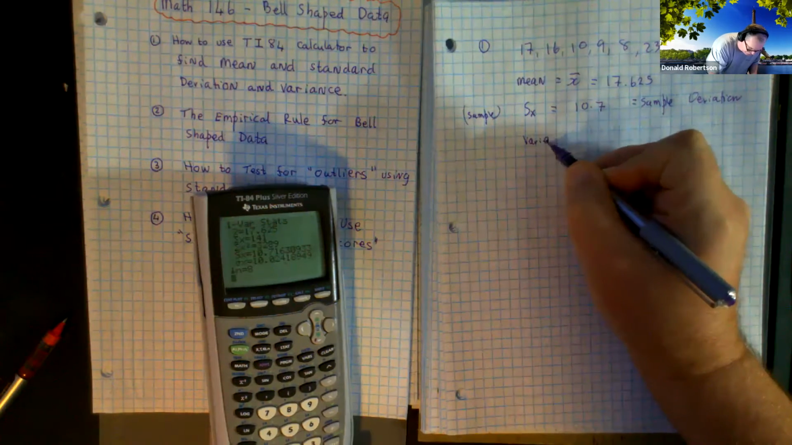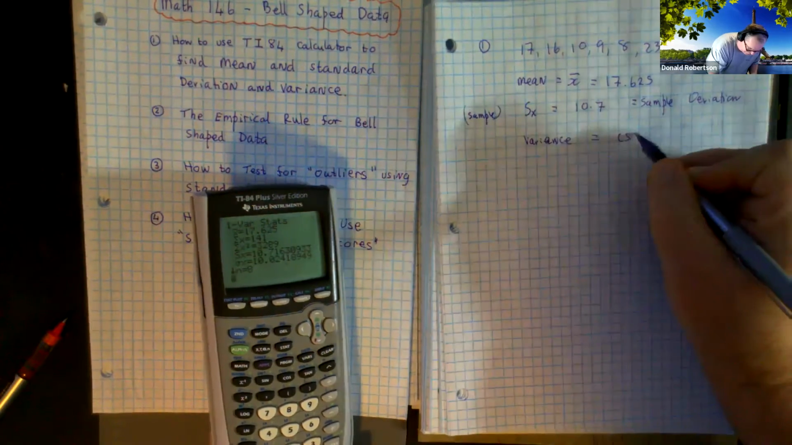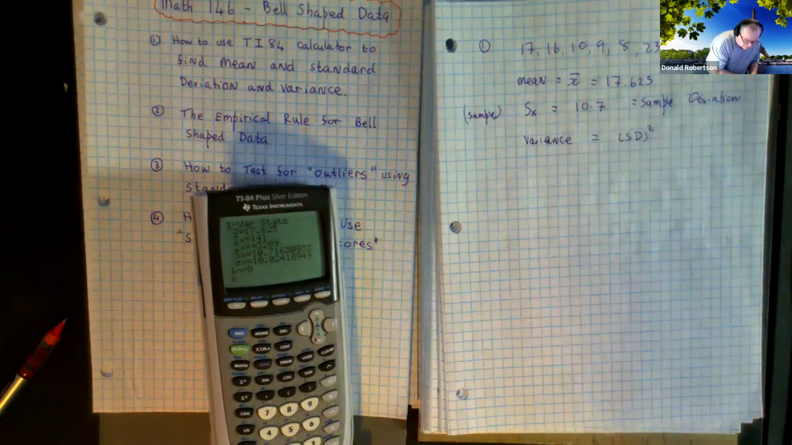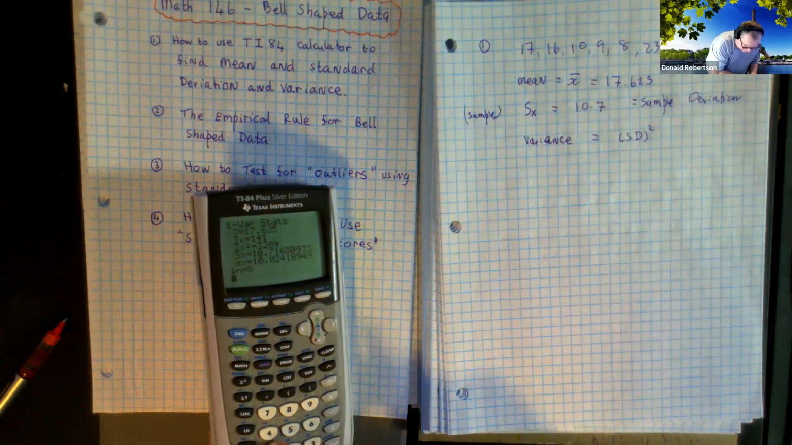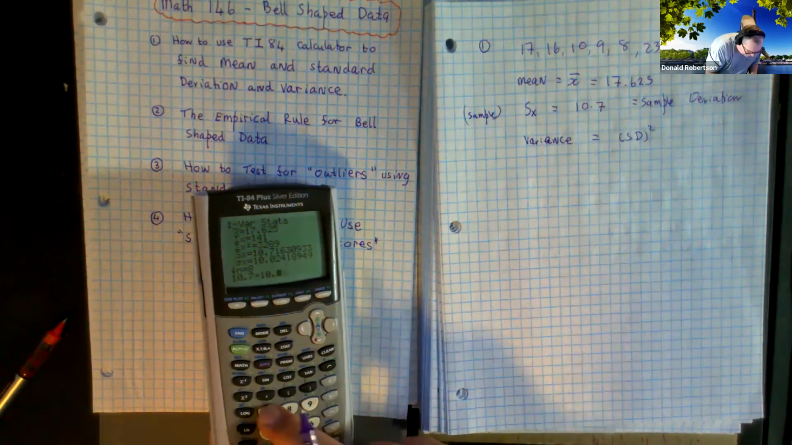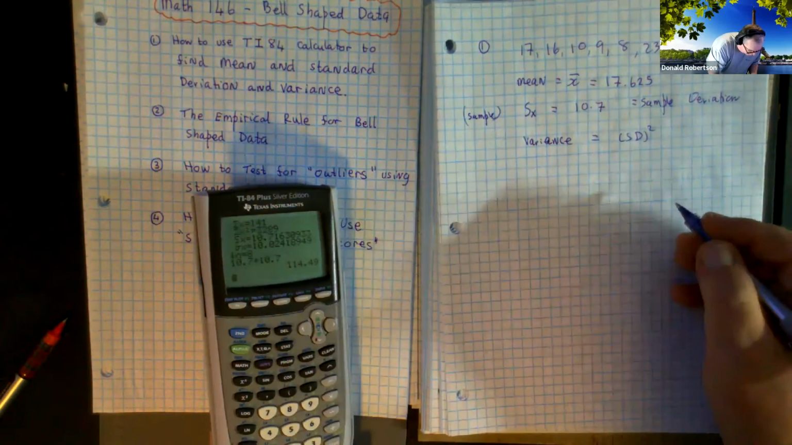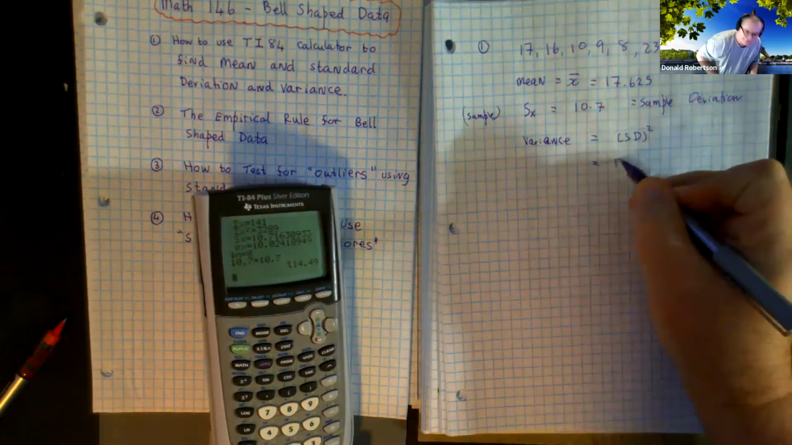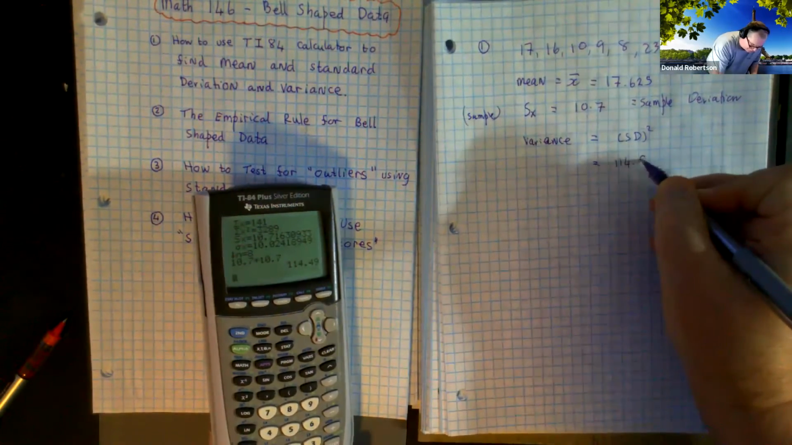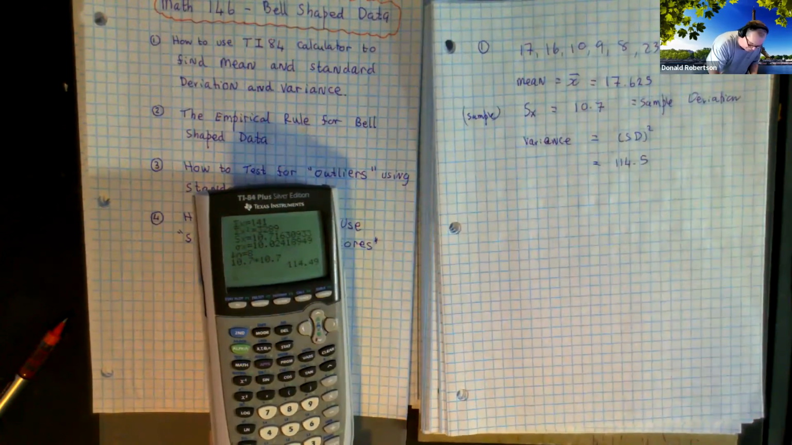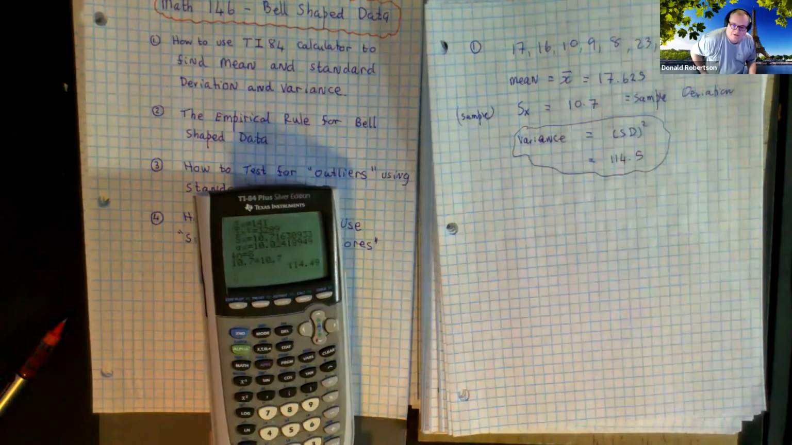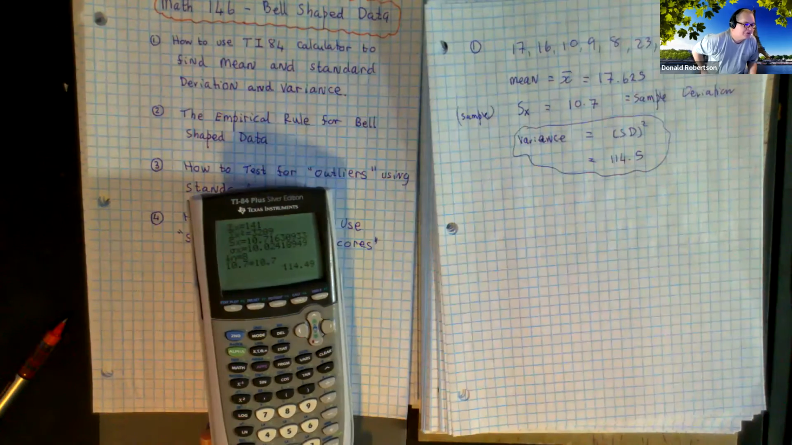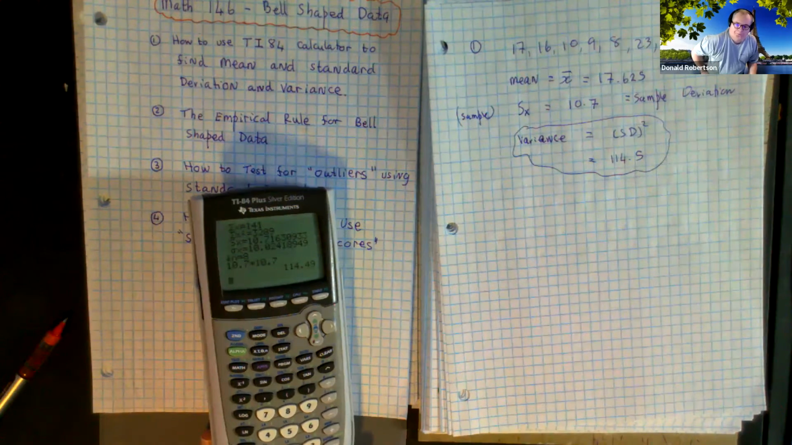And variance is just the standard deviation squared. So if you take 10.7, multiply it by itself, and round it off a little bit, that's about 114.5, at least to one decimal place. So if you're asked to get the variance, which isn't that common, but if you are, it's just whatever the standard deviation of the data is squared.